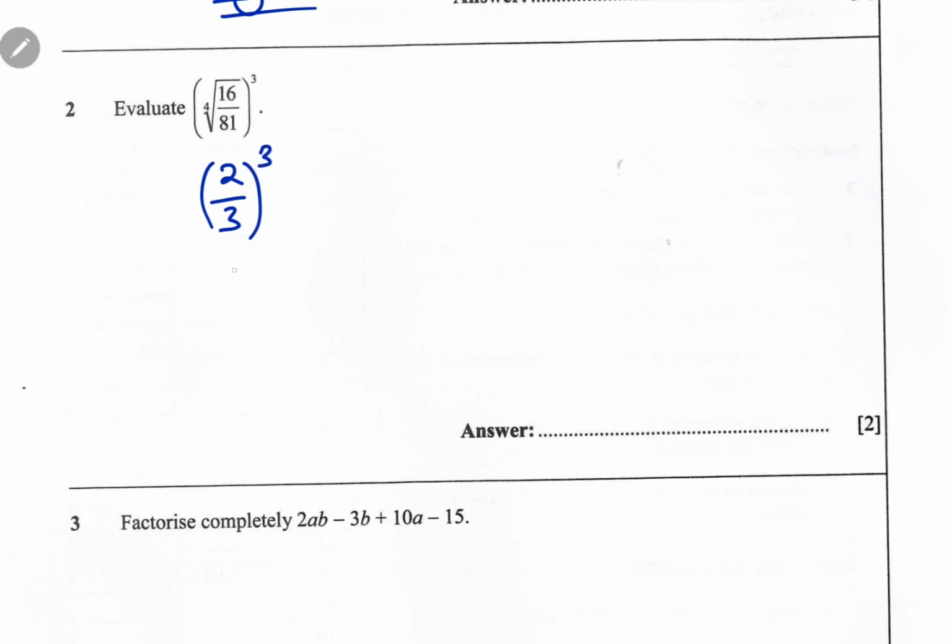Okay, then to the power 3. So this power distributes and you are going to have 2 to the power 3 over 3 to the power 3. Then you are going to have what on top? That is 8 divided by 27. Okay, so the answer here is 8 over 27.